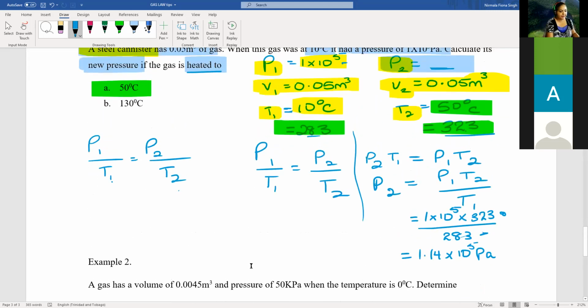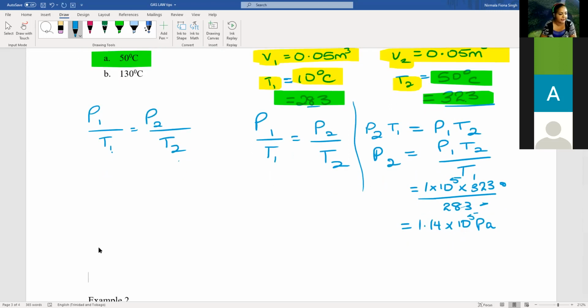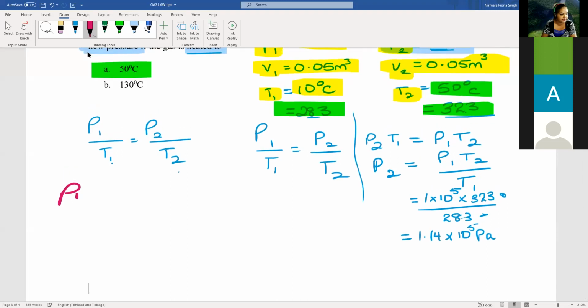If you want to just plug in your numbers from here and work with it, let me try that and see. Let's use our next color. So I have P1. Seriously, screen? Why are you doing that?